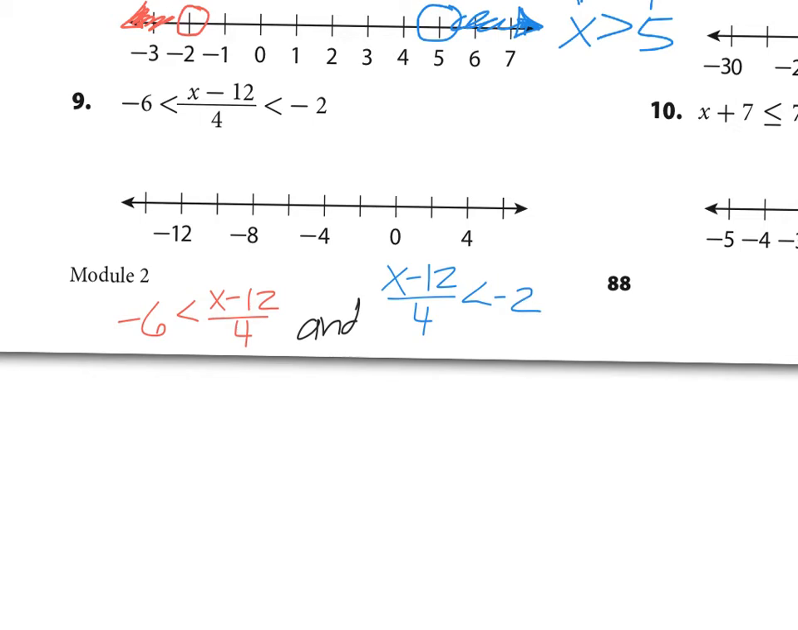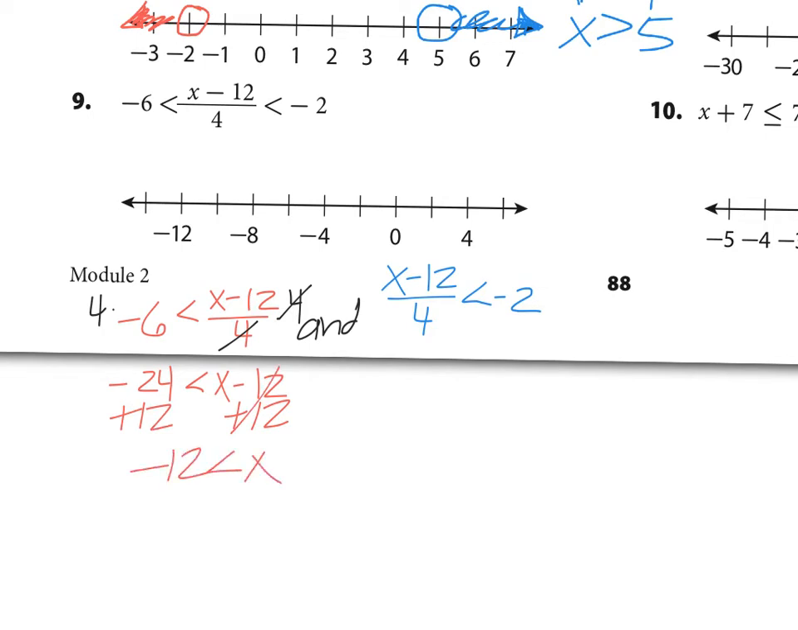Now I solve each one of them independently. So I take the first one, and to get rid of the 4, I'm going to multiply both sides by 4 since I'm dividing here, so those cancel. That gives me negative 24 is less than x minus 12. Then I'm going to add 12 to both sides, and I get negative 12 is less than x.